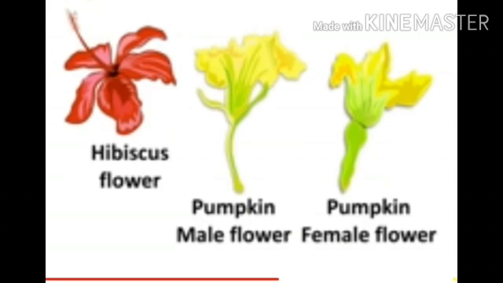Some flowers, like the hibiscus flower, have both male and female reproductive organs in a single flower. That is known as a perfect flower. And some flowers, like pumpkin, have separate flowers. That means male flowers and female flowers are different. So pollen grains are transferred from the male flower to the female flower.